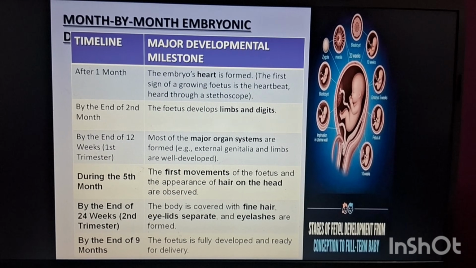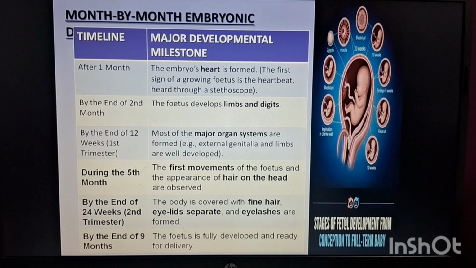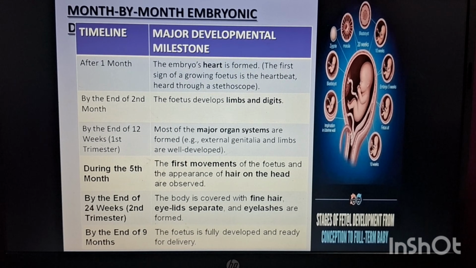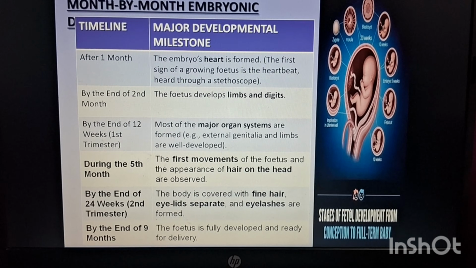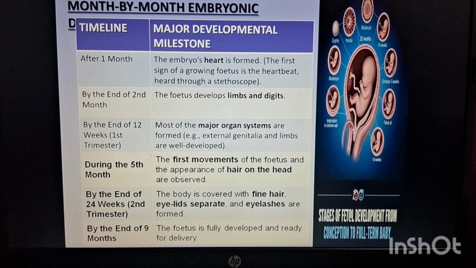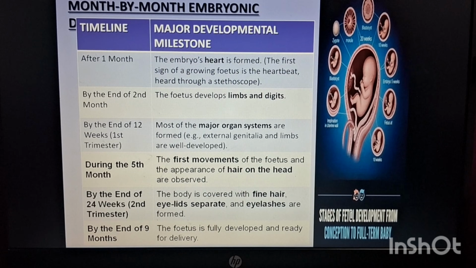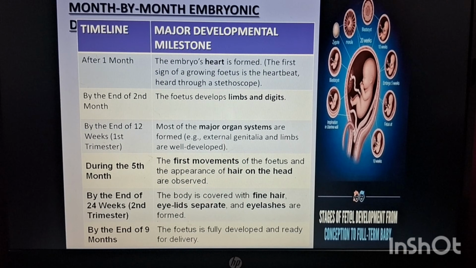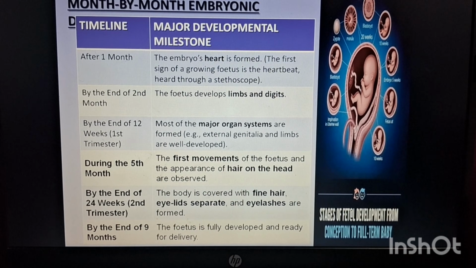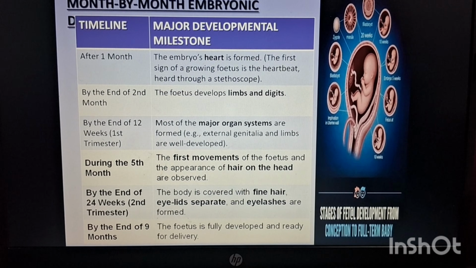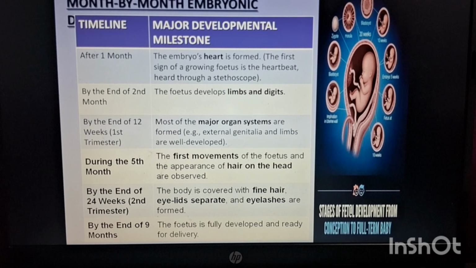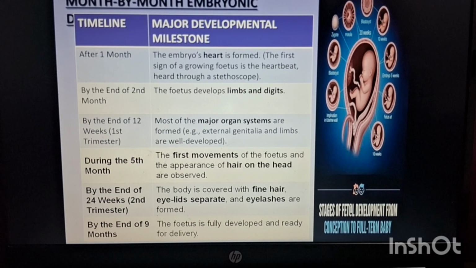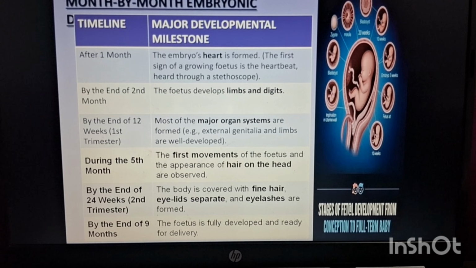Next, month by month embryonic development. First, after the first month, the embryo's heart is formed. The first sign of a growing fetus is the heartbeat heard through a stethoscope. Next, by the end of the second month, the fetus develops limbs and digits. Next, by the end of 12 weeks, that is the first trimester, most of the major organ systems are formed. Example, external genitalia and limbs are well developed.